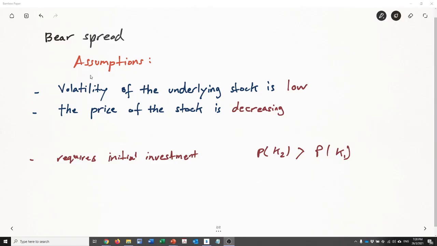So to summarize, the assumptions that motivate us to create a bear spread are that we expect the volatility of the underlying stock to be low, and we expect the price of the stock to decrease, to drop down. Of course, it will not drop down a lot. There will be a down movement in the stock price, but to a limited level. And creating a bear spread using put options will require an initial investment, because we paid for the put option with the strike price K2, and we received the premium for the put option with the strike price K1. So net, there will be a negative cash flow out of the company.